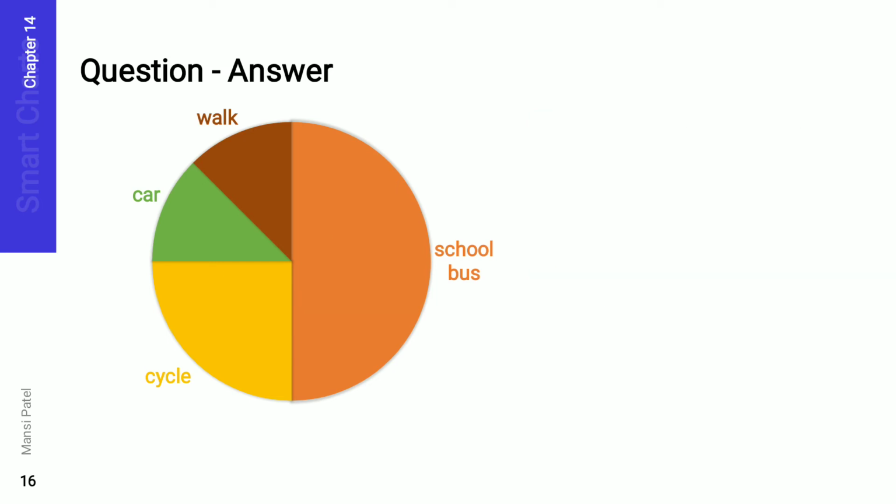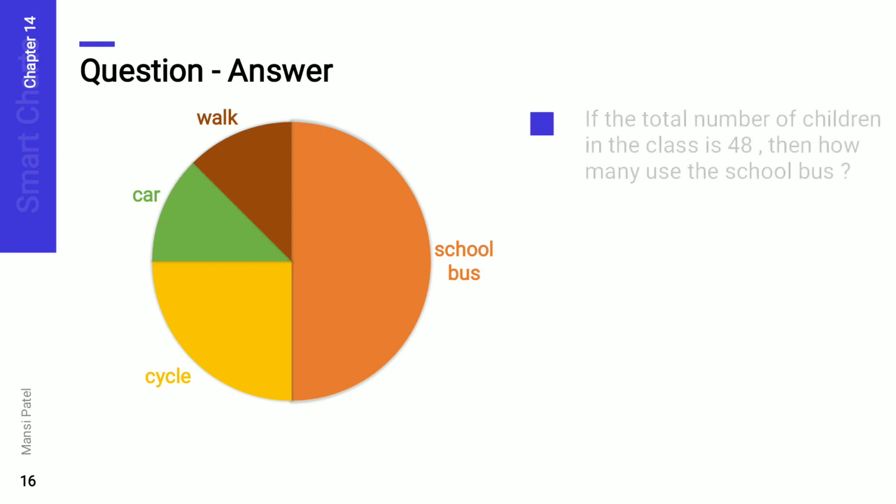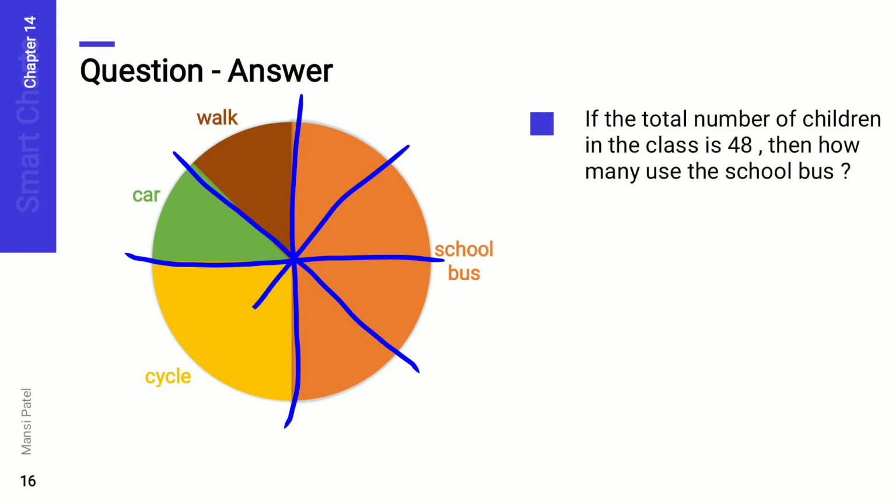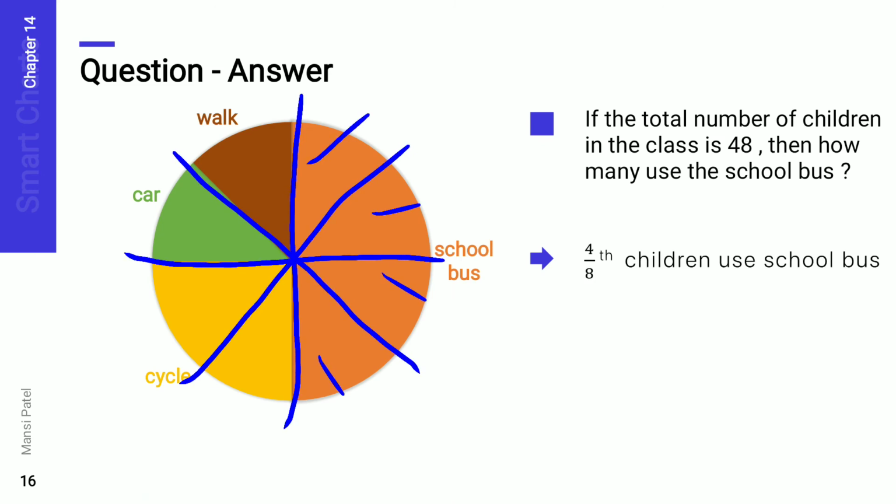Let us see one more question. If the total number of children in the class is 48, then how many use the school bus? Now here they were given the total number of students, and first of all we have to find the fraction. For the school bus, the total number of parts is 8. Out of these 8 parts, how many parts does the school bus occupy? 1, 2, 3 and 4. So we can say that 4/8 of the children use the school bus. So we can say 4/8 of 48.